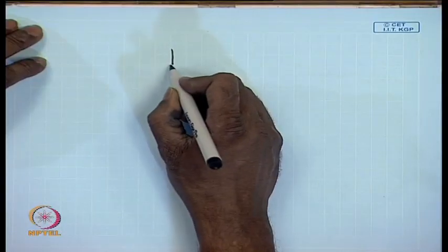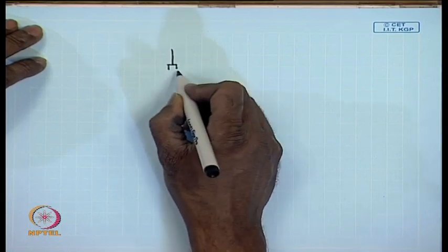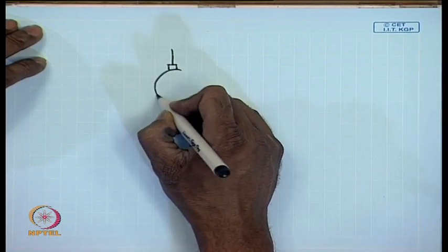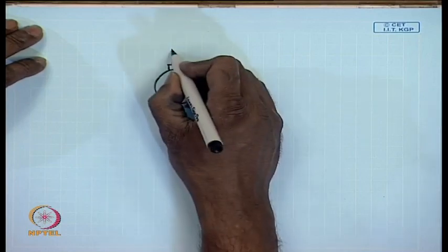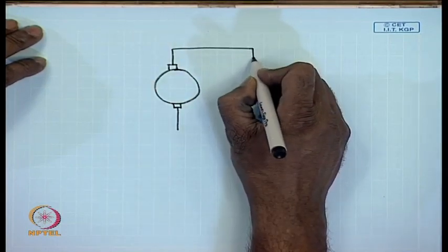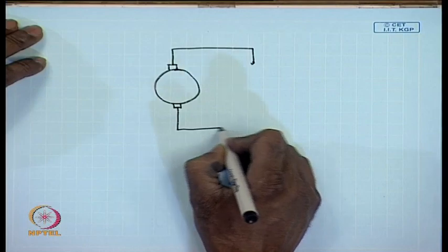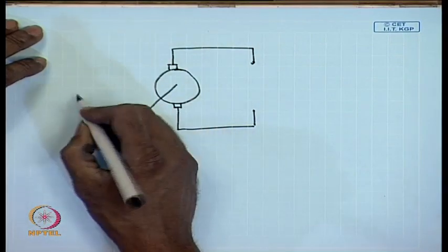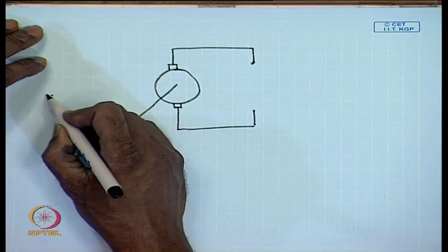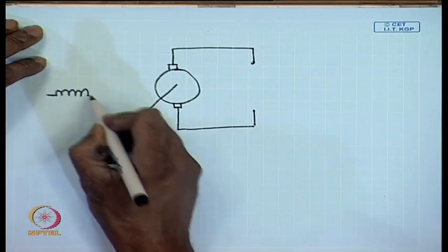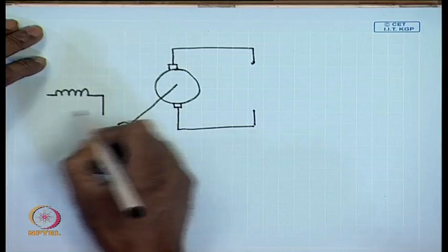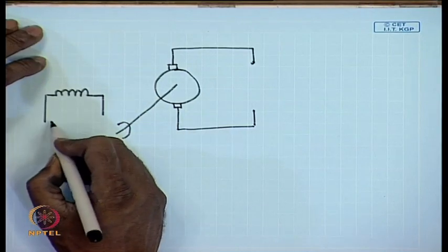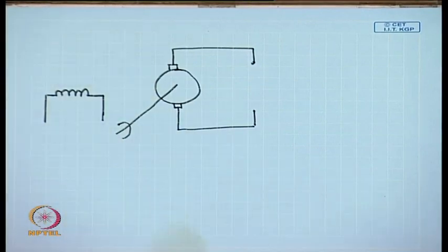In the last class, we have seen DC generator can be operated with a separately excited field, when this field excitation is supplied from a separate source.